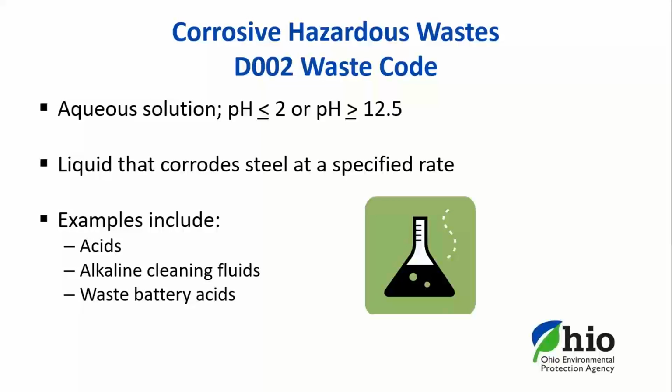Corrosive hazardous waste carry the D002 waste code. These are acids and bases, aqueous solutions with a pH of less than 2 or greater than 12.5. And these are liquids that can corrode steel at a specified rate. So you really want to know if your waste is corrosive because it's going to determine what type of container you use to store it. Some examples include spent sulfuric acid, alkaline cleaning fluids, waste battery acids, as well as sodium hydroxide.